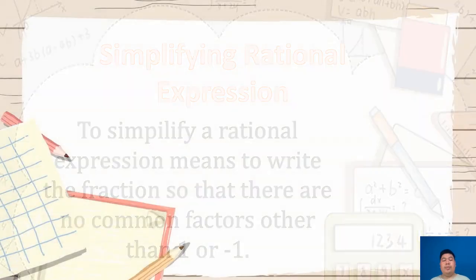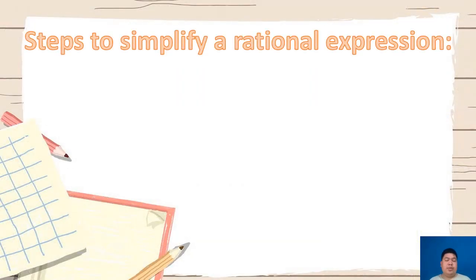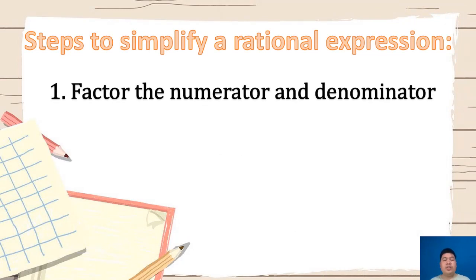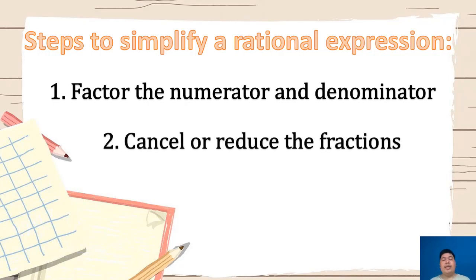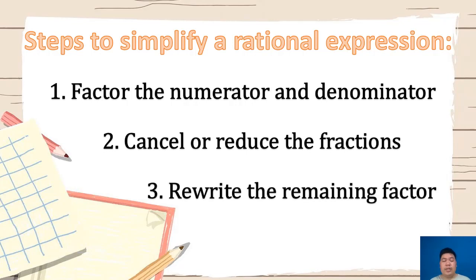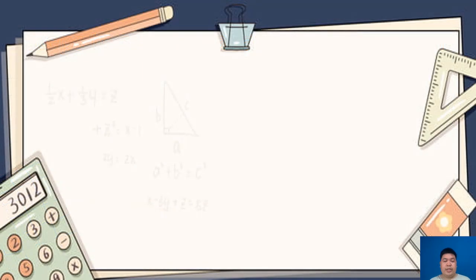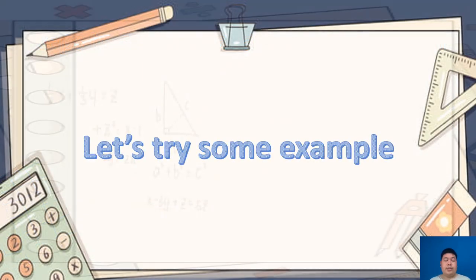Now, let's try to have an example. Before we have the example, here are the steps to simplify a rational expression. First, factor the numerator and the denominator. Second, cancel or reduce the fraction. Then the last one is to rewrite the remaining factors. Here it is, example number 1.